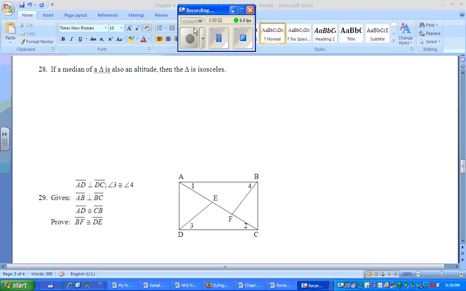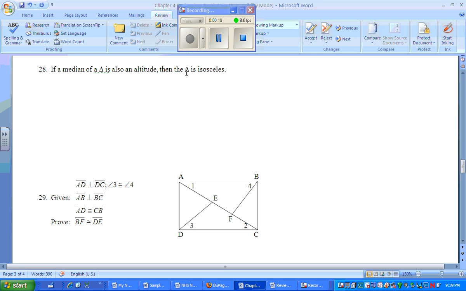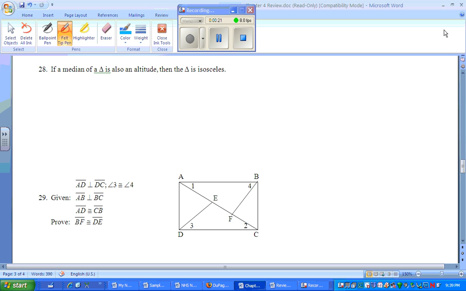This is the Chapter 4 review, the proof section video. So we have question 28. To begin, if the median of an isosceles triangle is also an altitude, and then the triangle is isosceles. So we draw ourselves a triangle.